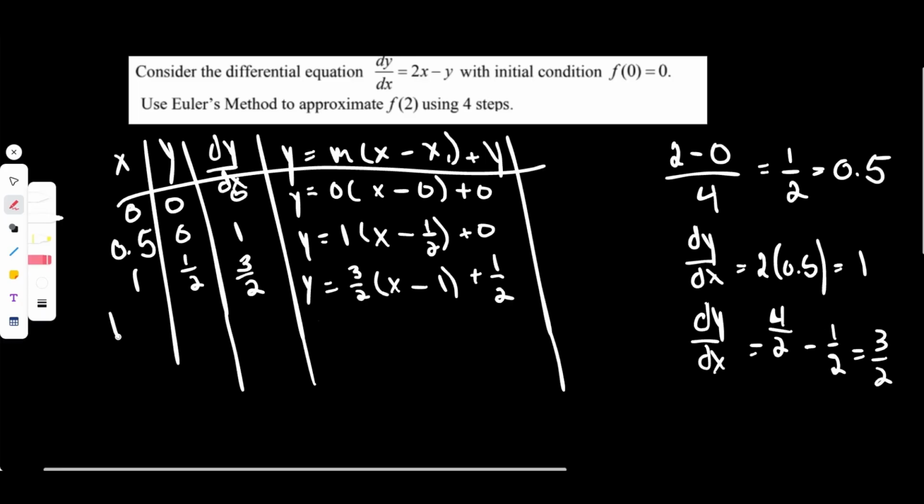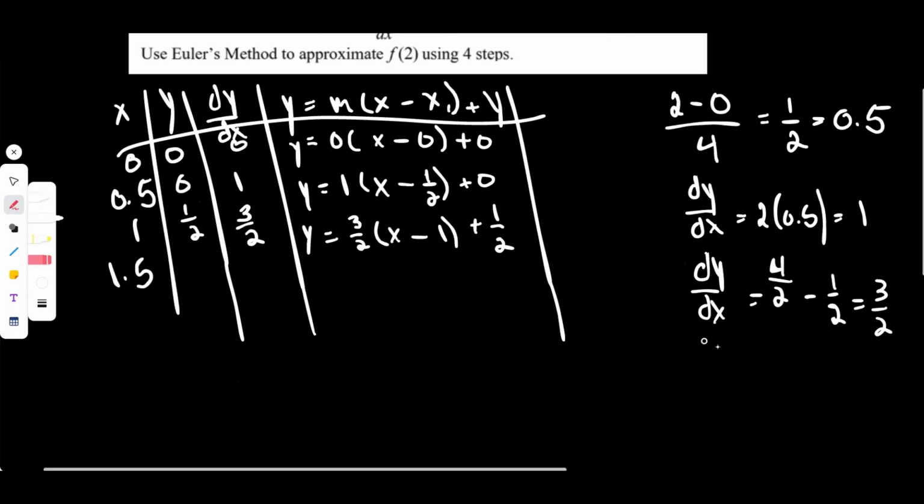Okay, so now we're at 1.5. And then we plug in 1.5 here. Let's see. I'm going to scroll down just a tad bit. We do 3 over 2. 1.5 is the same as 3 over 2 minus 1. But because our denominator is 2, I'm just going to do it as 2 over 2, so it's easier to subtract. Plus 1 half.